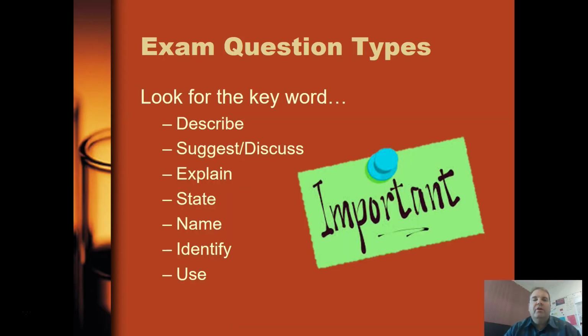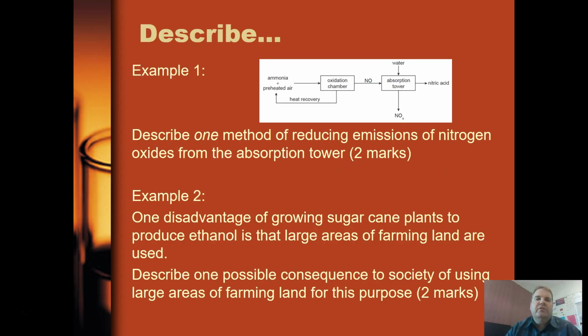So the first thing I want to help you out with is to understand the different types of exam questions and what you actually need to do to answer them. So look for the different keywords. They might ask you to describe, suggest, discuss, explain, state, name, identify, or use. Each of those has a different meaning and the examiners are looking for a different answer or variation of the answer depending upon what keyword they're using. So first I'm going to look at is describe.